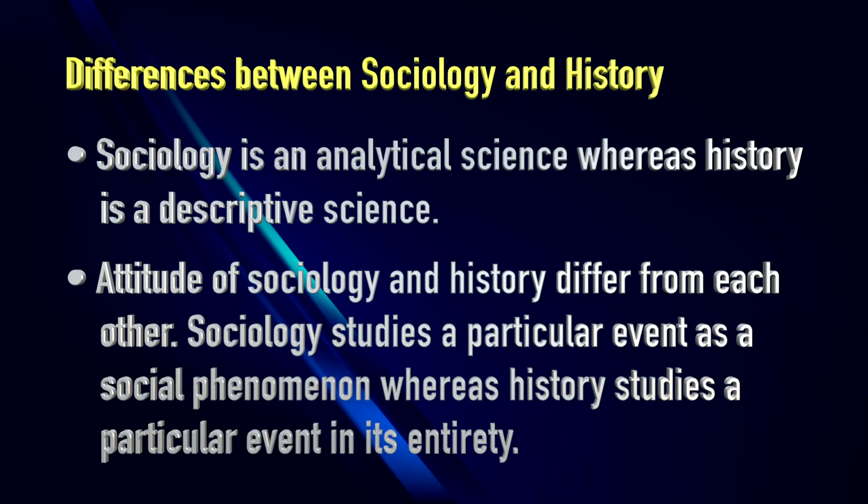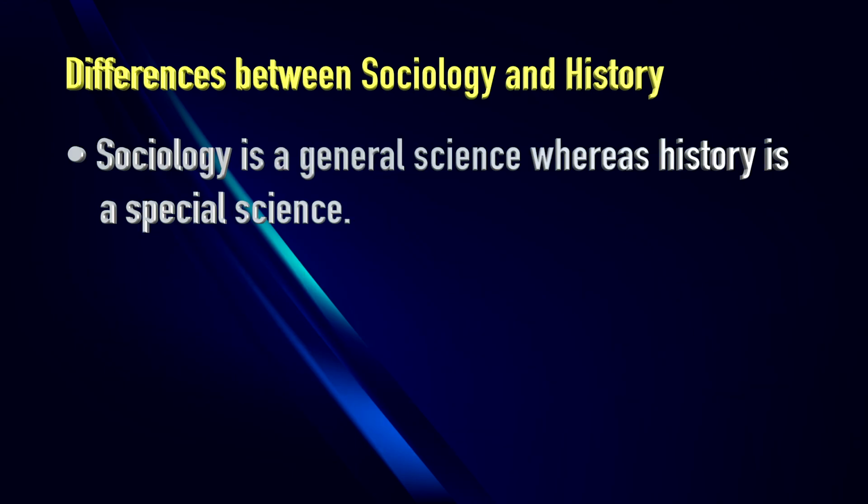The attitudes of sociology and history differ from each other. Sociology studies a particular event as a social phenomenon, whereas history studies a particular event in its entirety. Sociology is a general science, whereas history is a special science.